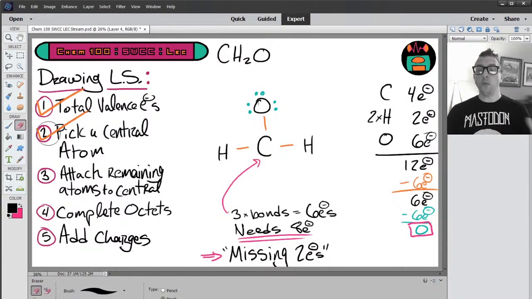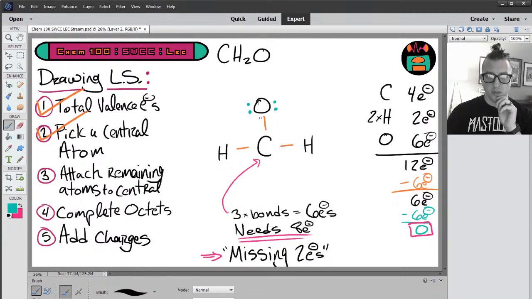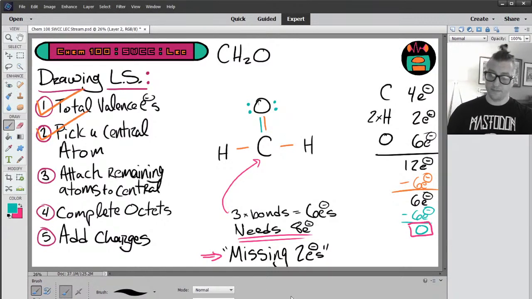We have no more electrons in our pool of electrons to spend, so we can't just make 2 more electrons appear. But we could take 2 of the electrons on oxygen, and instead of making them a lone pair, we could use them to form a second bond between oxygen and carbon.